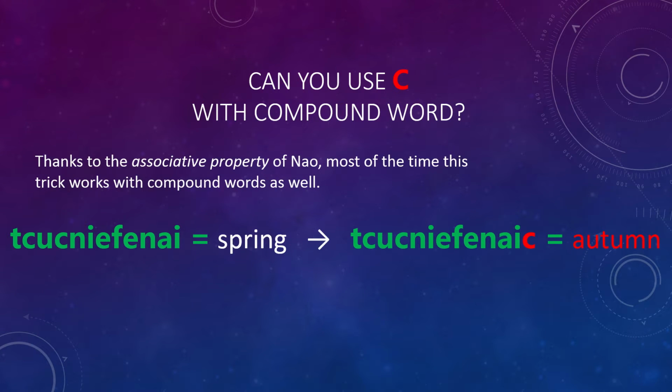Now chushnia fenai means spring, and what's the opposite of spring? That's obviously autumn. So just put a sh at the end and don't even worry. Chushniefenai might look like a really scary, long, complicated word, but you don't really need to care about what it consists of, because obviously the opposite of spring is autumn, so chushniefenaish, autumn.